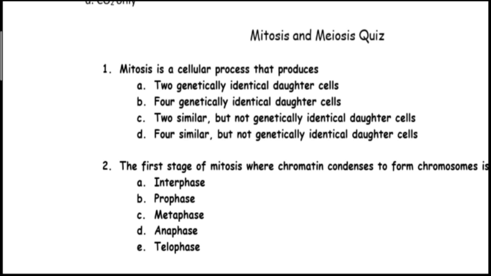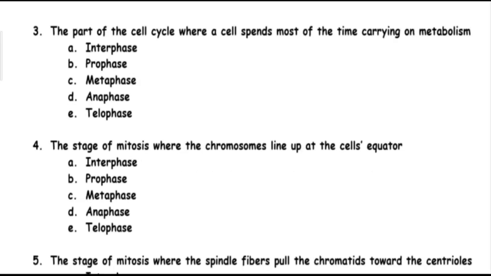Okay, so in the next one, the part of the cell cycle where a cell spends most of the time carrying out metabolism is interphase. Okay, so this is what I told you in number 2. Next one, the stage of mitosis where the chromosomes line up at the cell's equator. I told you this one also in number 2. This is metaphase. Okay, line up. I'll show you a picture later. There's a question of that.